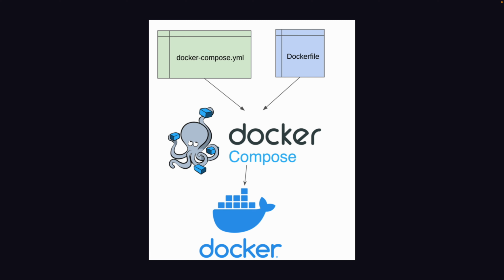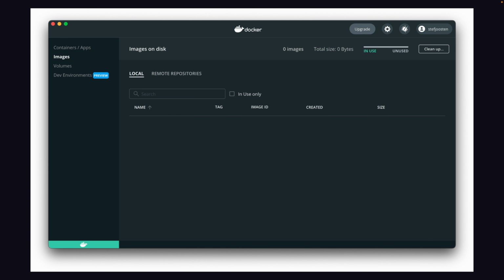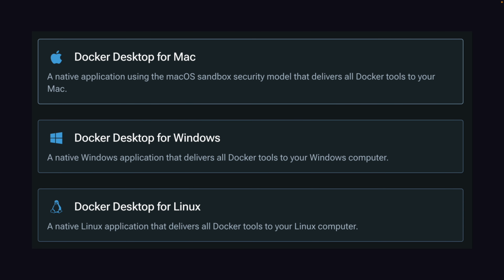Then we're going to talk about how we can run multiple containers using Docker Compose, which is something that I forgot to talk about in my past videos. So if you do want to follow along, please make sure to have your Docker application set up in your local machine. You can install Docker Desktop for Mac or Windows or Linux.